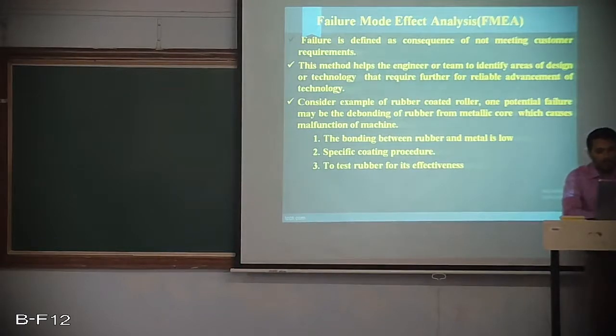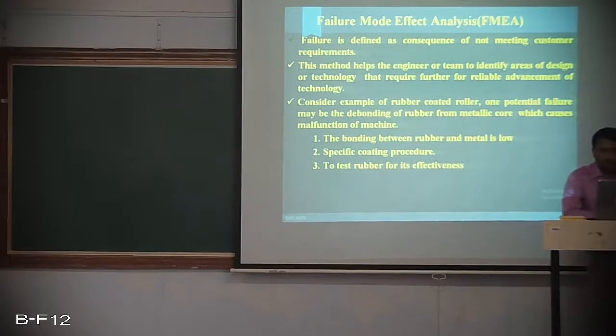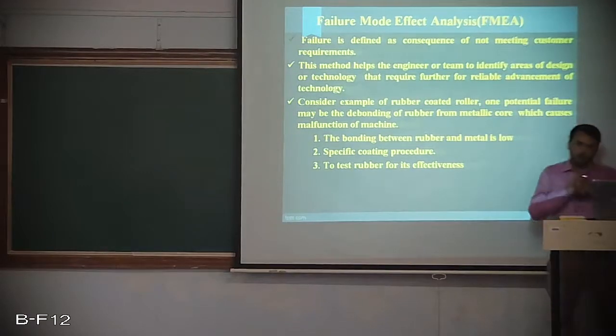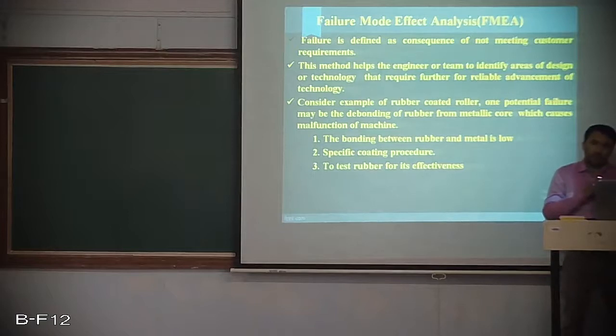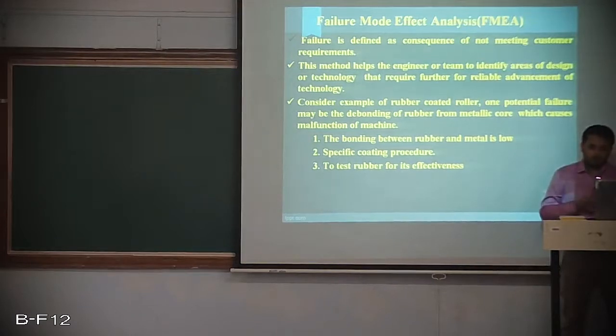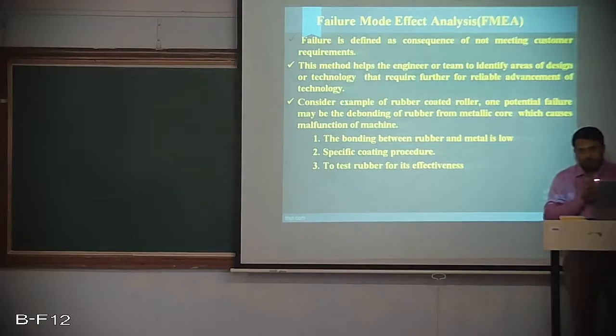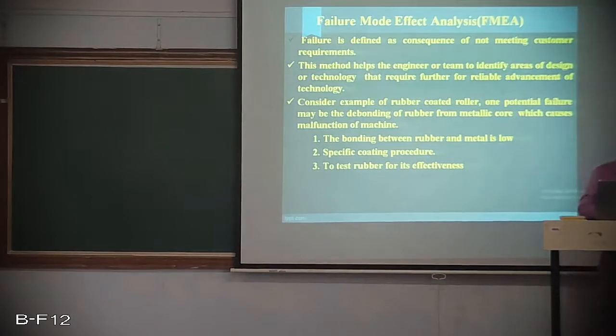Consider the example of a rubber coated roller. One potential failure may be debonding of the rubber from the metallic core, which causes malfunctioning of the machine. So the bonding between the rubber and metal is very low. That may be the reason, or the specific coating procedure, that is, the coating procedure is not good to test the rubber for its effectiveness.